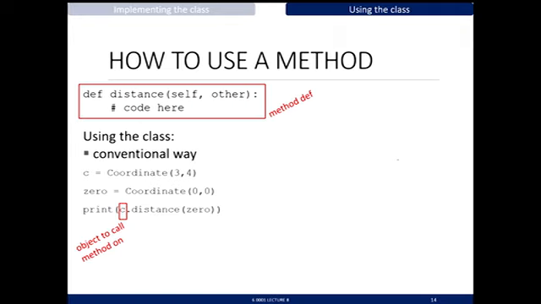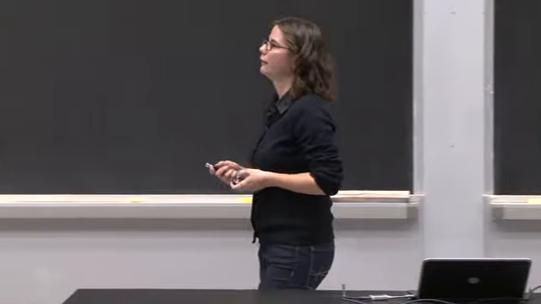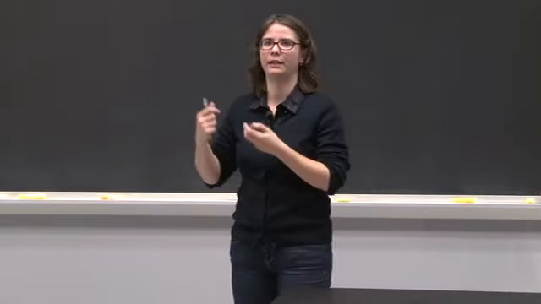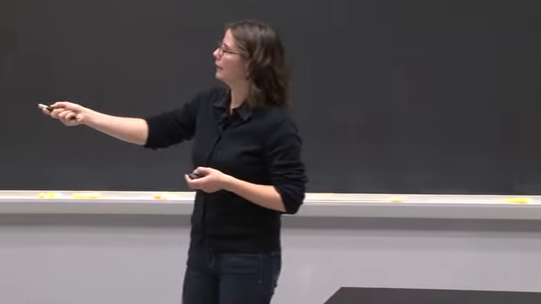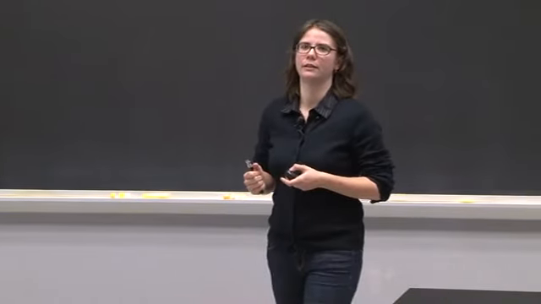So Python says this object C is of type coordinate. It's going to look up the class coordinate that you defined. It's going to find this method called distance. And then it's going to ask, what parameters does it take? So it takes another parameter, for the other. And then in the parentheses, I just have to give it this other parameter.